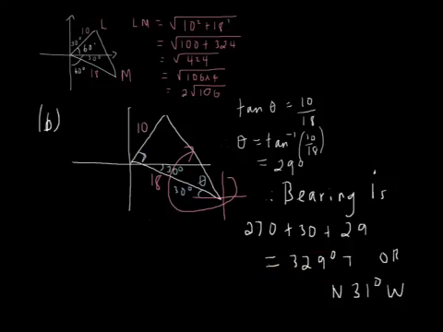because remember, true bearings are measured from north. So there's 90, there's 180, there's 270, there's 329. Or in terms of compass bearings, remember we said north first and then east or west, so that must leave me with 31 degrees in there. So that's how you do 10B.